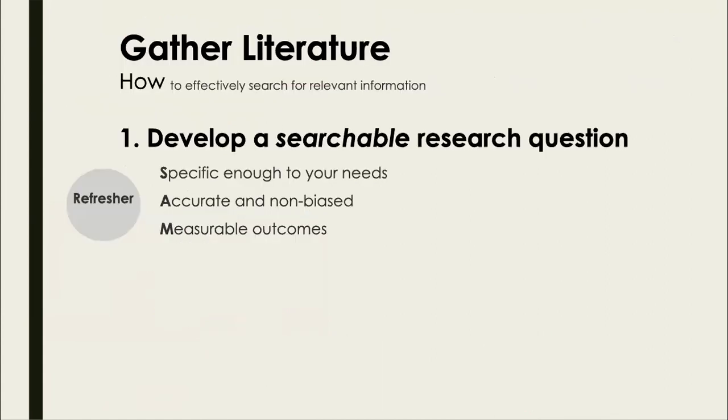So step 1 in gathering literature, first we have to define our question. The acronym they use is SAM. So it needs to be specific, accurate, and measurable. You need to make sure your question is asking what you want it to ask, and it has to be something that you're able to measure and isn't vague, because otherwise you're going to get a ton of different results and you're going to be all over the place.